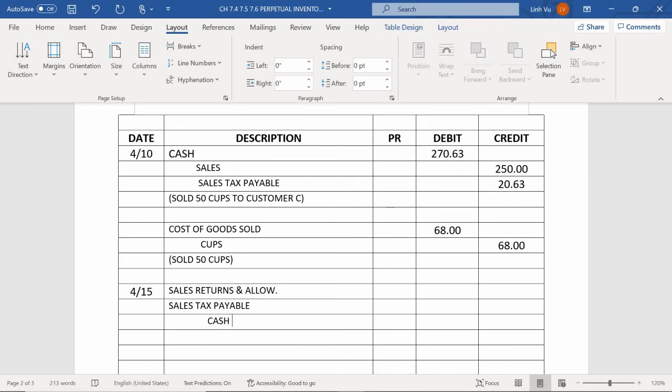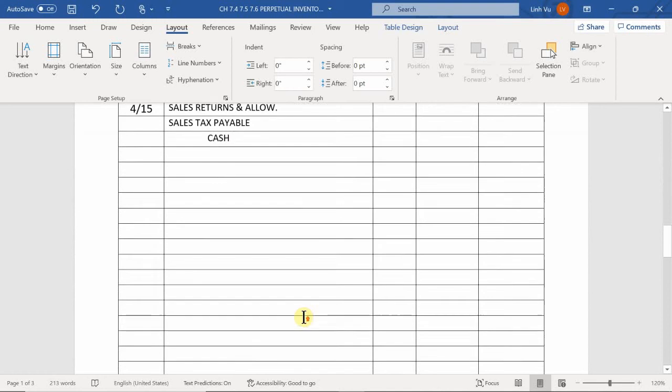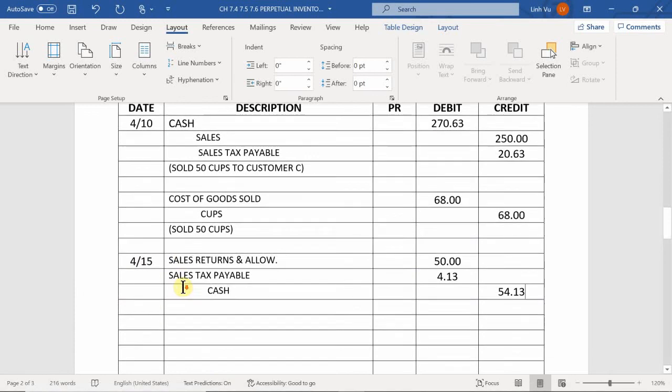Now, if I originally sold my cups at $5 each and customer A is returning 10 of them, then how much is my sales returns and allowances going to be? $50, right? So then how much tax is going to be refunded? $4.13. In this case, we always round up when it comes to tax. So then how much cash am I giving back? $54.13. Okay?